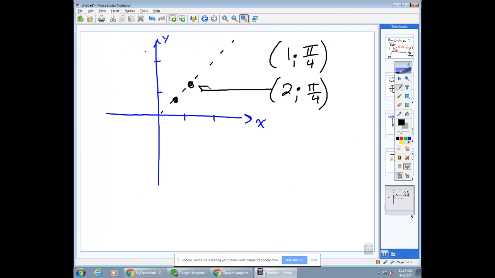All right, let's plot another one. Switch color maybe. How about the point (1, 5 pi/4)? Where is (1, 5 pi/4)? So let's see. (1, pi/4) is this direction. 2 pi/4, 3 pi/4, 4 pi/4, 5 pi/4 is out in this direction here. If I go around counting by pi/4, and I want to go out 1 unit, that would put me about right here.